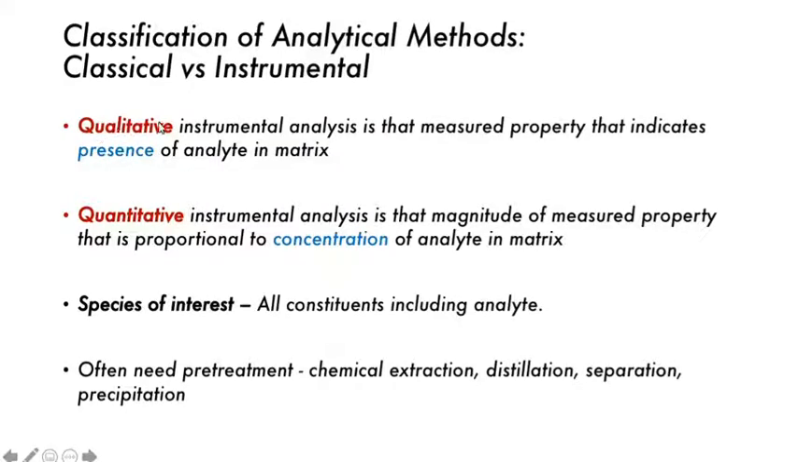Let's read this slide then. Qualitative instrumental analysis is a measured property that indicates the presence of analyte in the matrix, so the presence of some molecule. And quantitative instrumental analysis is the magnitude of a measured property that is proportional to the concentration of analyte in the matrix. So quantitative is telling us how much of something there is, i.e. the concentration. Qualitative is telling us whether or not something is present. Of course, it's not quite as easy as that.